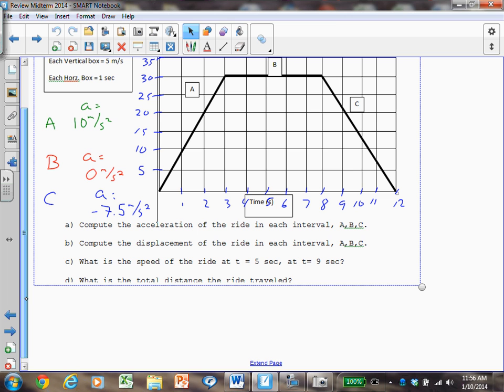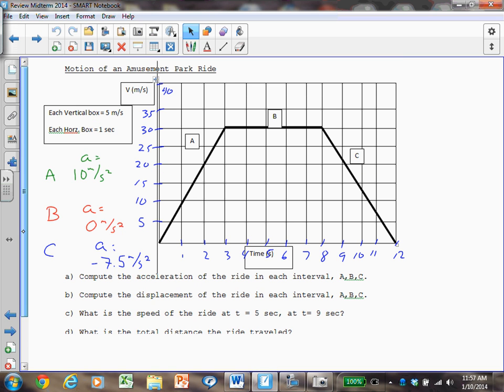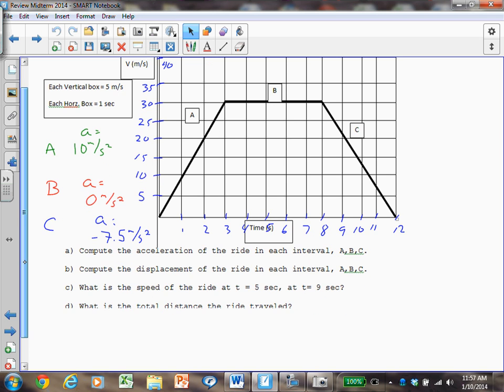Now it says compute the displacement of the ride in each interval A, B, C. What would you do for that? Yeah, the area under the curve, right? Because average velocity over this interval would be this plus this divided by 2 times the time. So it ends up being the area under the curve, or 1/2 base times height.